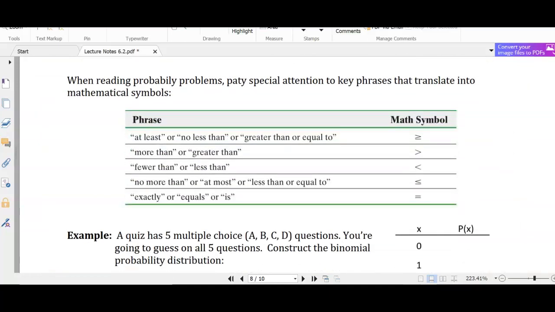In these examples, we're going to be dealing with these inequality symbols likely. So we could have at least, or no less than, or greater than or equal to, which is going to be this symbol. It's very important to know what symbol it's actually indicating, because that's going to affect the probability of these different problems. So going through and seeing which ones correspond to which symbol is going to be useful.